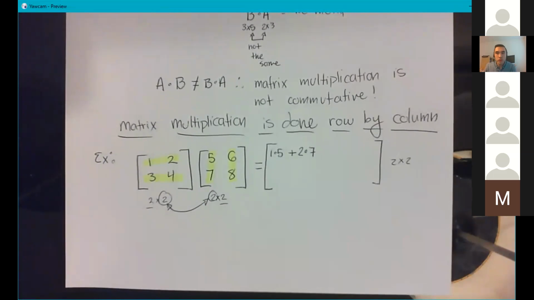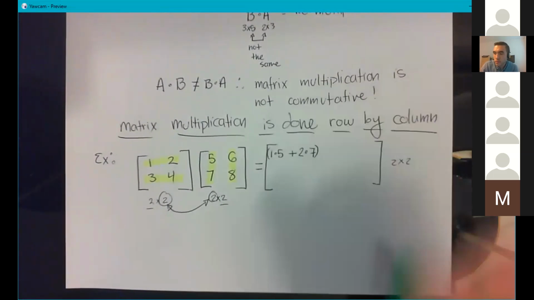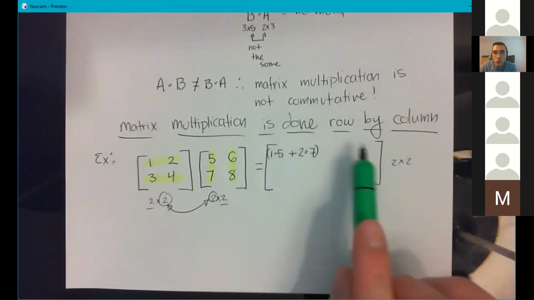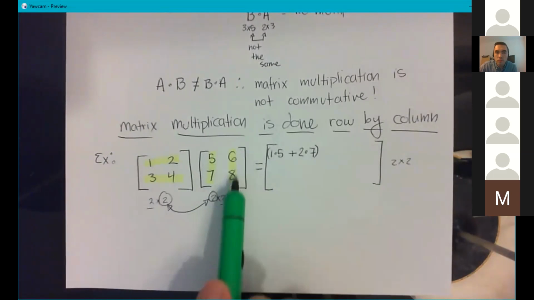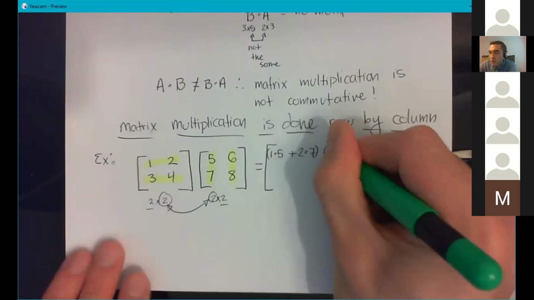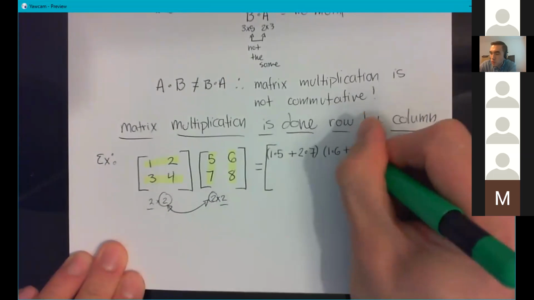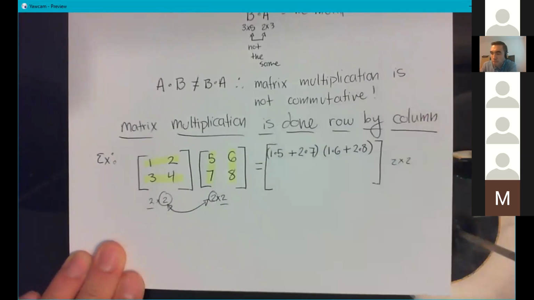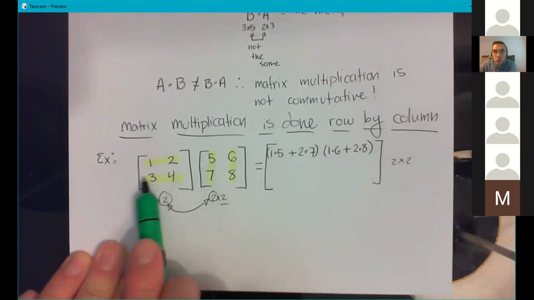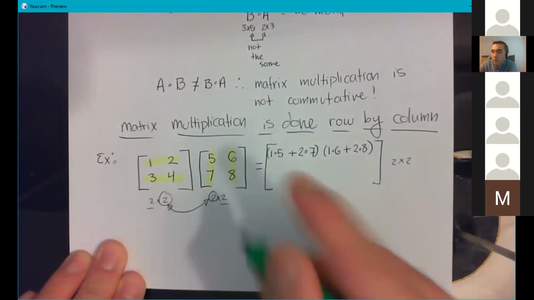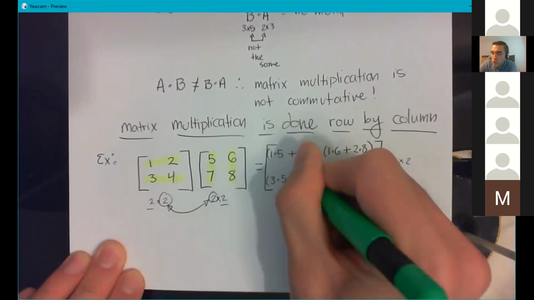And we're going to follow that same pattern until we can build out all 4 values. If I want entry 1, 2, we're going to use row 1 with column 2. So this is going to be 1 times 6, plus 2 times 8. If I want entry 2, 1, we're going to use row 2 and column 1. So this is going to be 3 times 5 plus 4 times 7.